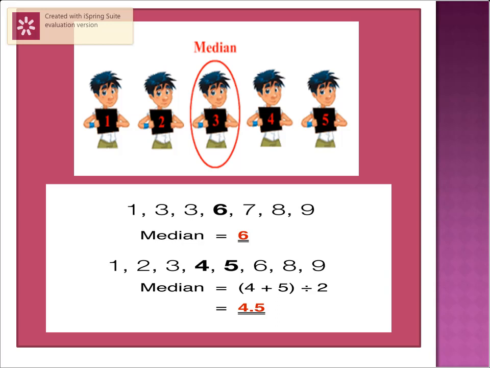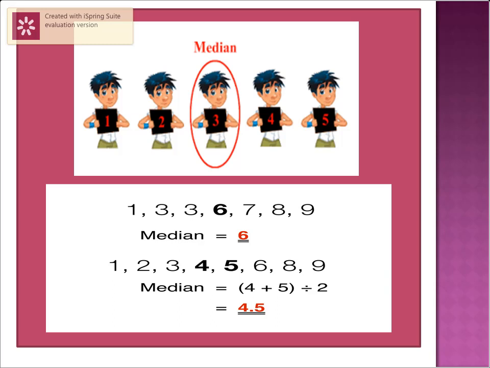Below I have given another example with an even count. It has 8 numbers. So we need to omit 3 numbers from the left side and 3 numbers from the right side. In the middle it has 4 and 5. We need to add both of them and divide by 2. That is the mean of those two, which is the median.